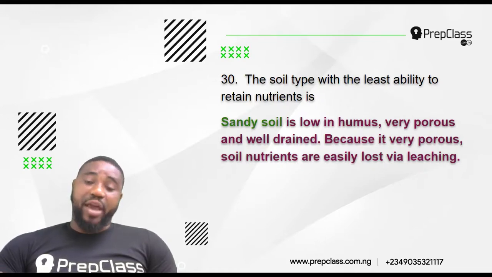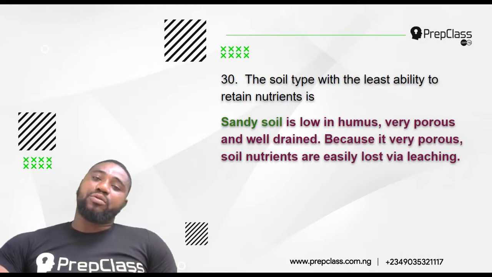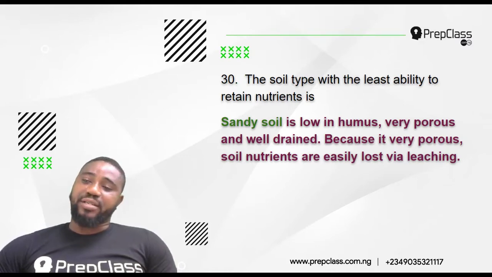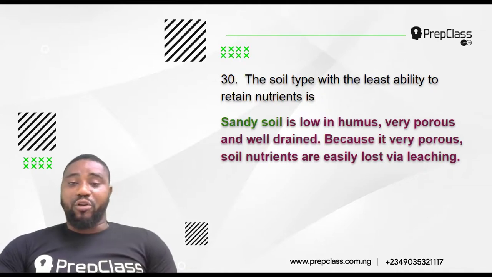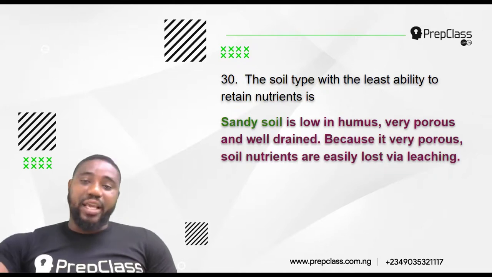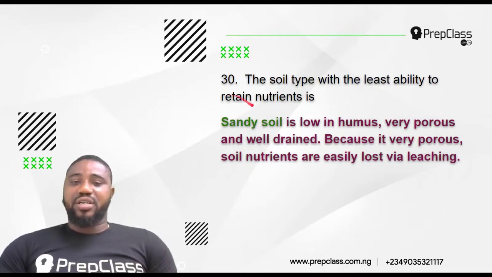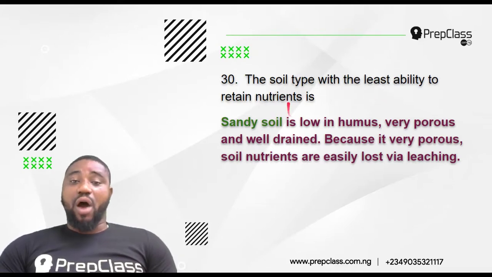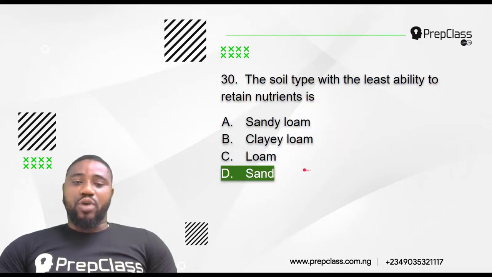As the water is lost through the soil profile, down and away from the roots of plants, it is then carried by underground water into nearby rivers and streams. So the correct answer here is sandy soil. Sandy soil has the least ability to retain nutrients. Why? Because it is very prone to leaching. So our correct answer here is sand.